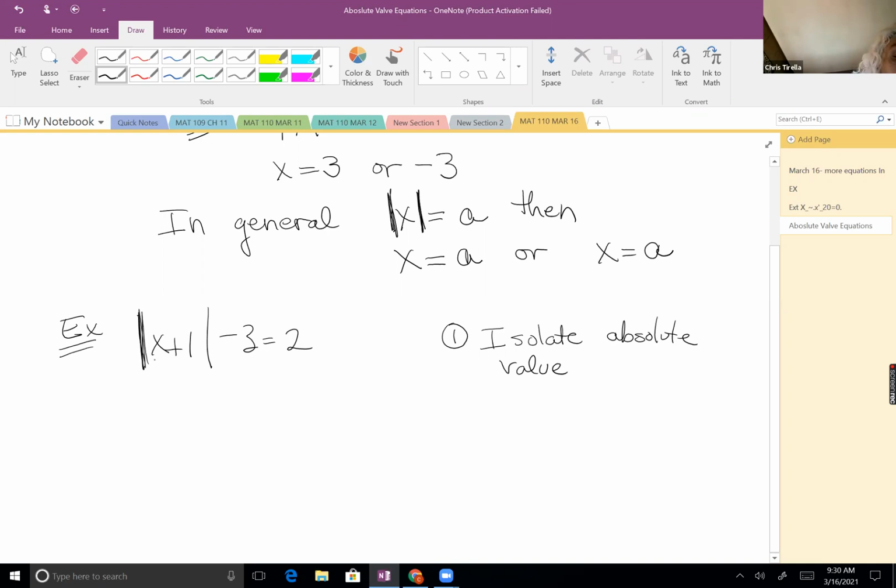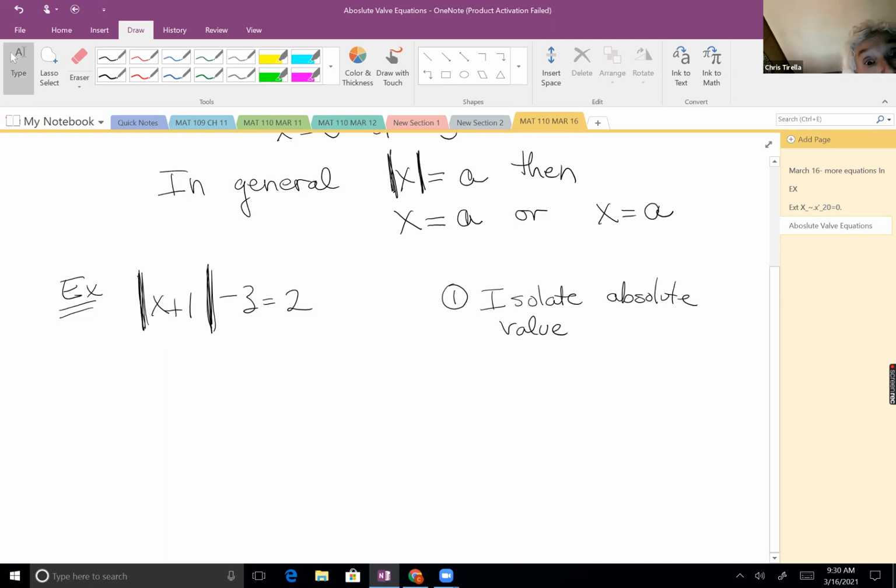So again, to get what's in between the absolute value bars, to get the absolute value bars alone on one side, is it clear to everybody we'd have to move that subtracting 3? So let's add 3 to both sides, and we'll get the absolute value of x plus 1, I apologize, x plus 1 equals 5.